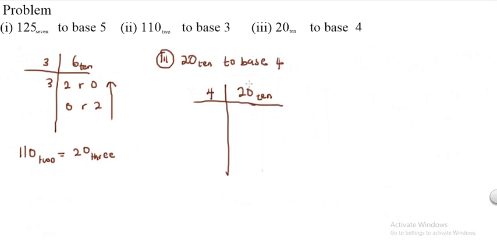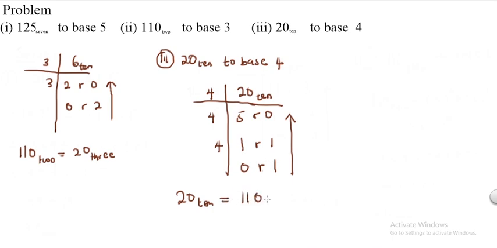From here, I would say 20 divided by 4, that is 5, remainder 0. And then 5 divided by 4 is 1, remainder 1. And then 1 divided by 4, since this number here is lesser than this number here, we stop our division. So this will be 0, remainder. We pull this number down here, 1. Then we pick the numbers from the bottom to the top, and then we say 20 base 10 is equal to 110 base 4. So that's how to convert between number bases.